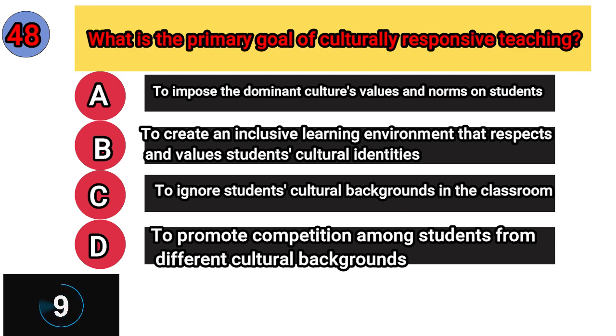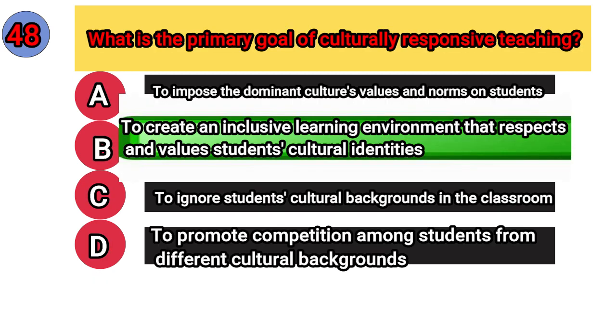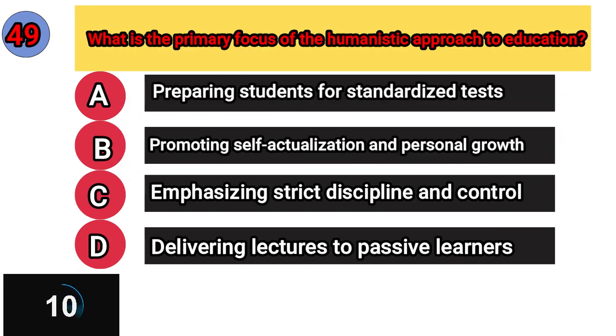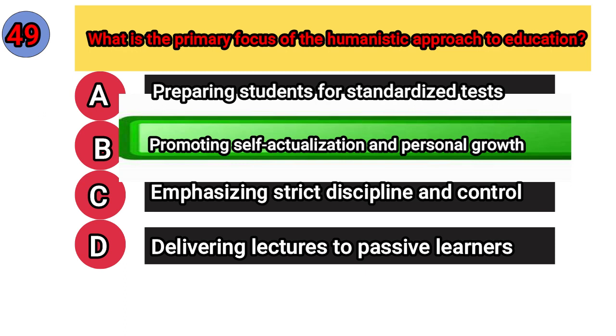What is the primary goal of culturally responsive teaching? The correct option is option B. What is the primary focus of the humanistic approach to education? Preparing students for standardized tests, promoting self-actualization and personal growth, emphasizing strict discipline and control, delivering lectures to passive learners. Correct option is option B.